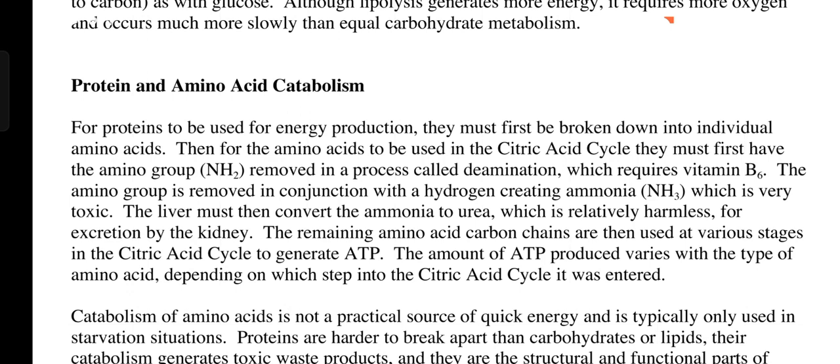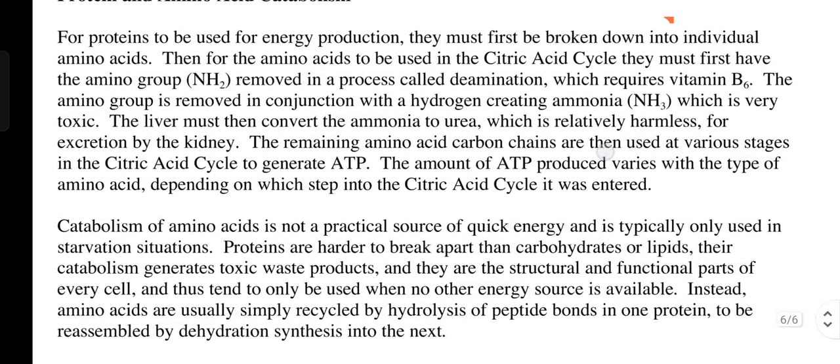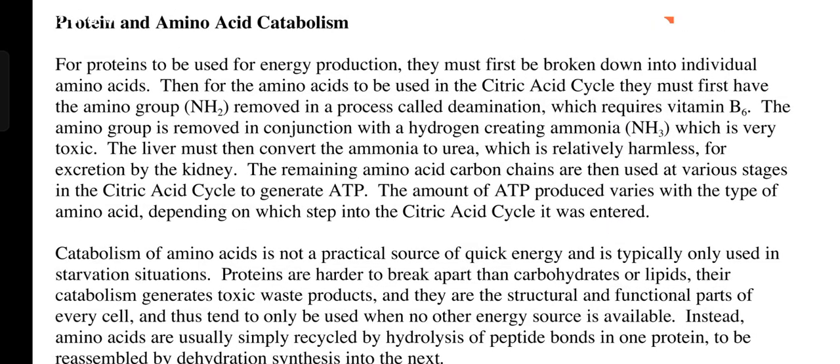Protein and amino acid catabolism. For proteins to be used for energy production, they must first be broken down into individual amino acids. Then, for the amino acids to be used in the citric acid cycle, they must first have the amino group NH2 removed in a process called deamination, which requires vitamin B6. The amino group is removed in conjunction with hydrogen, creating NH3, ammonia, which is very toxic. The liver must then convert the ammonia to urea, which is relatively harmless, for excretion by the kidney.